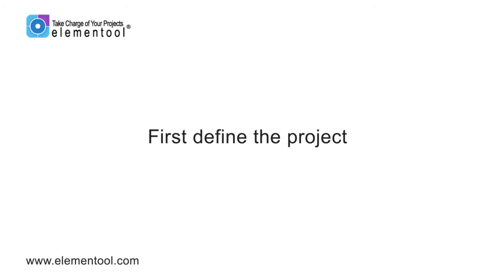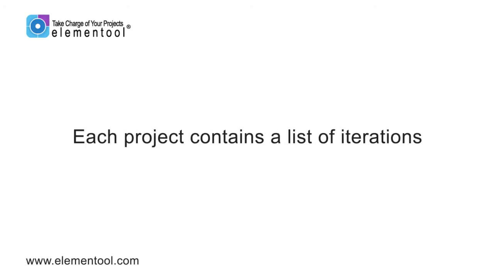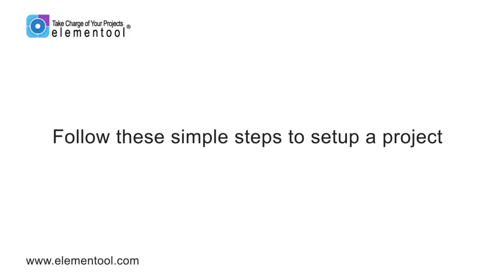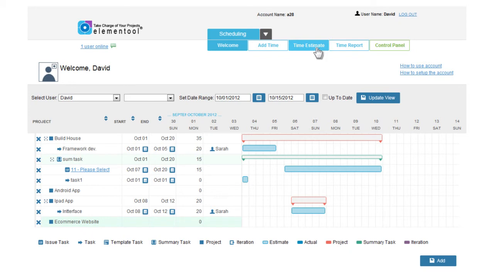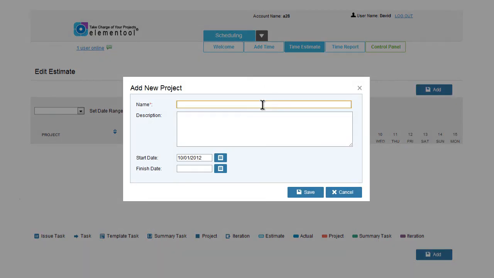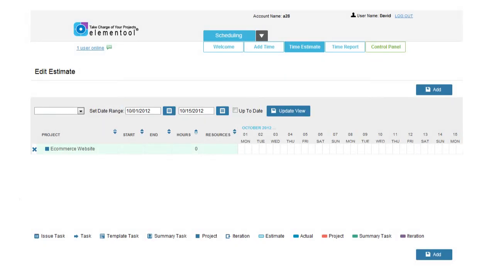You might have one or several projects, and each project contains a list of iterations, and each iteration contains a list of tasks and issues. To set up a project, you need to follow these steps. Click on Time Estimates. Click on the Add button. Select Add Project. Fill out the project name. The rest of the details on this form are optional. When you're done, click on the Save button. Now we have a new project.